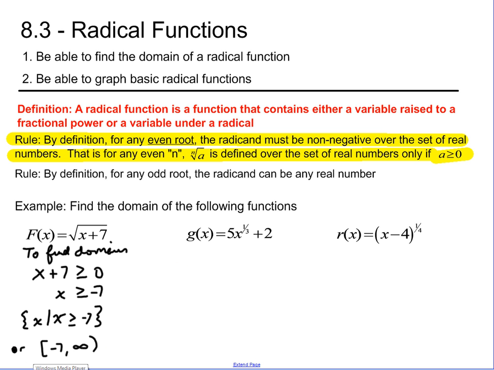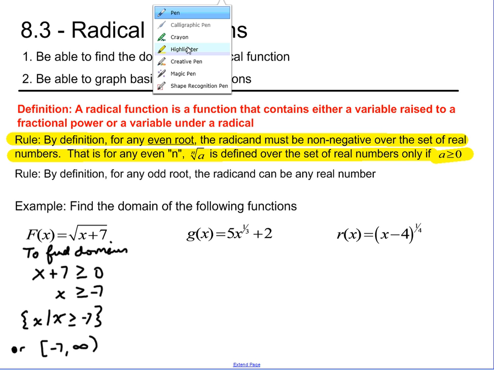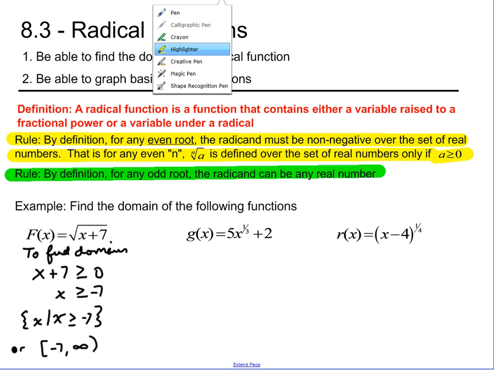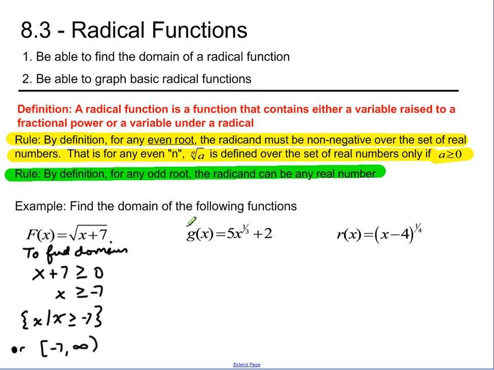All right, what if it's not an even root? What if it's an odd root? Well, if it's an odd root, we use sort of the same idea, except that by definition for any odd root, the radicand can be any real number. So we actually have no problems with this piece. We say that g of x, if we have the 1/3 power, remember that x to the 1/3 is the equivalent of the cube root of x. And since we have an odd root, the domain will be any real number.